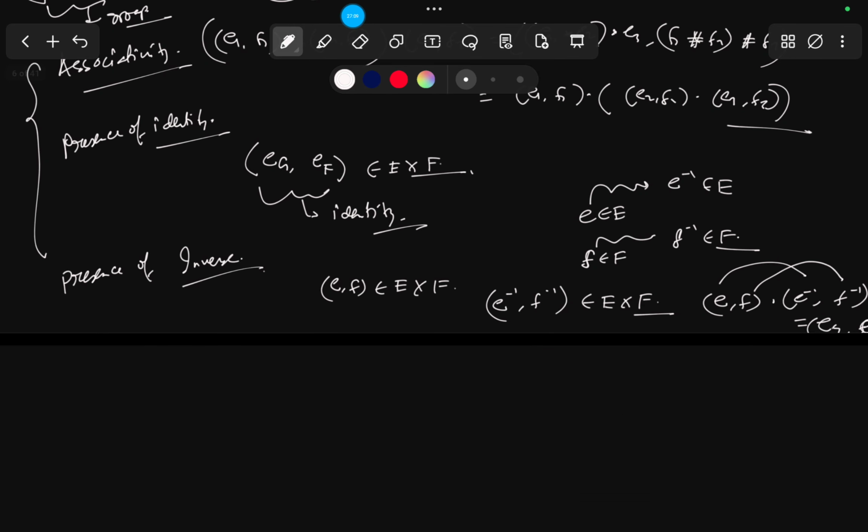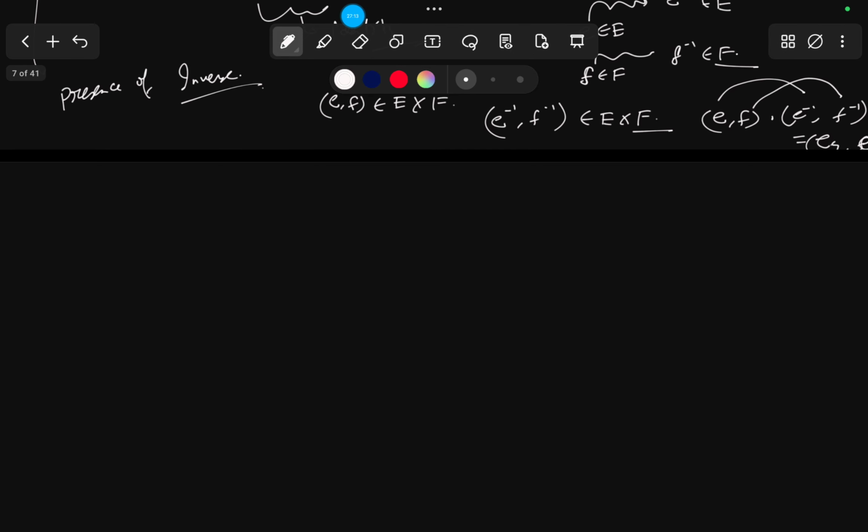All three properties are there: associativity, presence of identity, and presence of inverse. So we get that E cross F with respect to dot is a group.